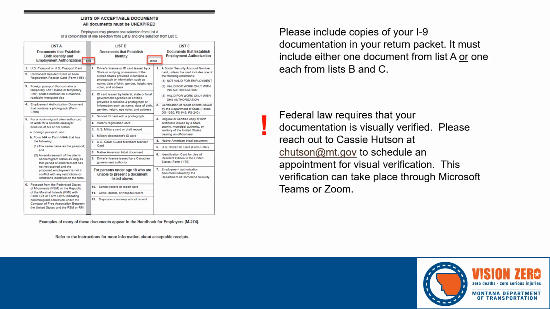The I-9 form is used to verify the identity and legal authorization to work. In accordance with the I-9, you'll be required to provide acceptable documentation. You can either provide one document from List A or a document from List B and List C. Please include copies of your I-9 documentation in your returned onboarding packet.